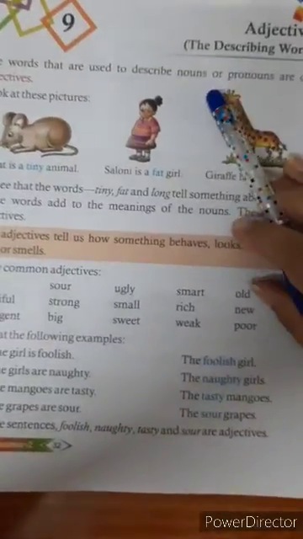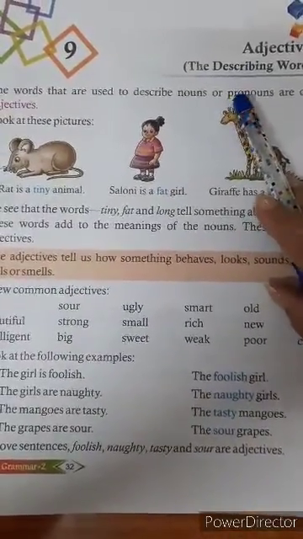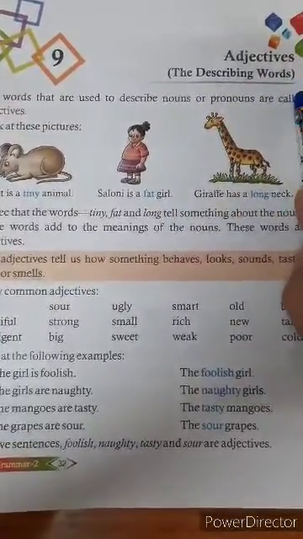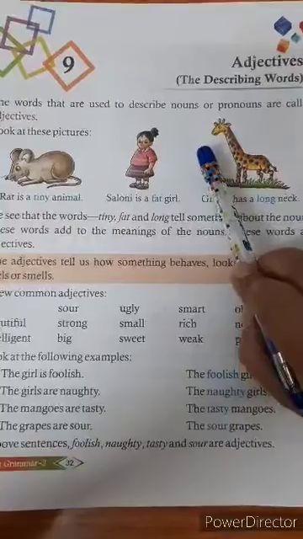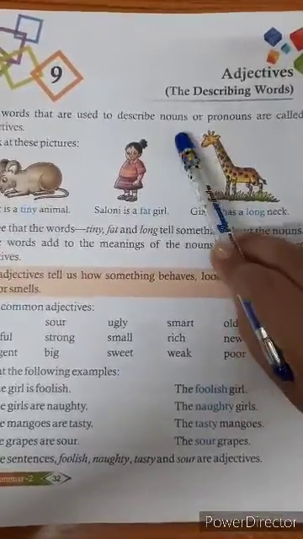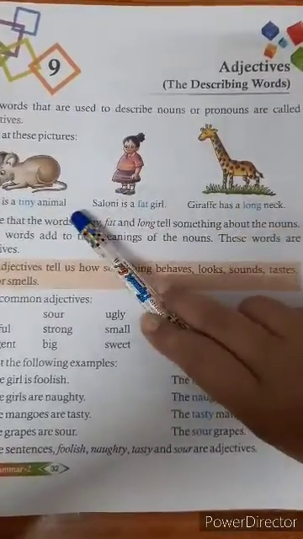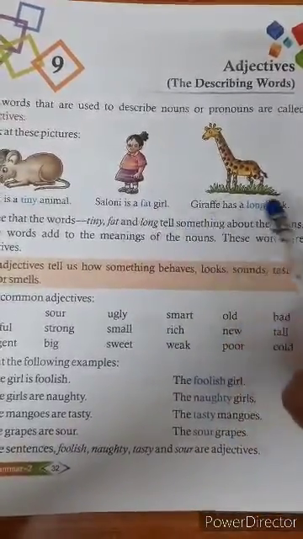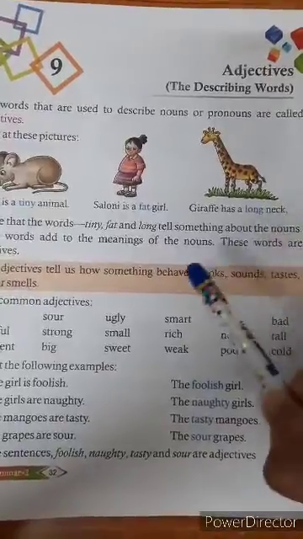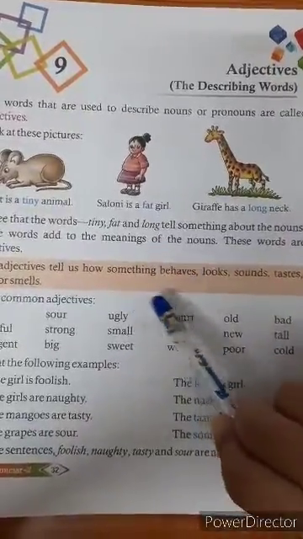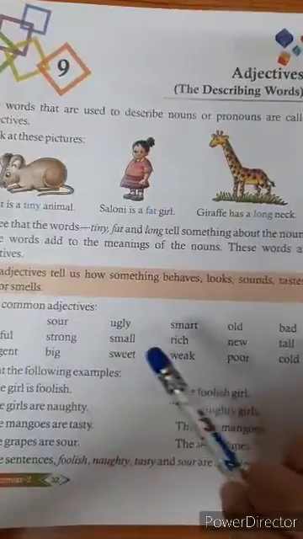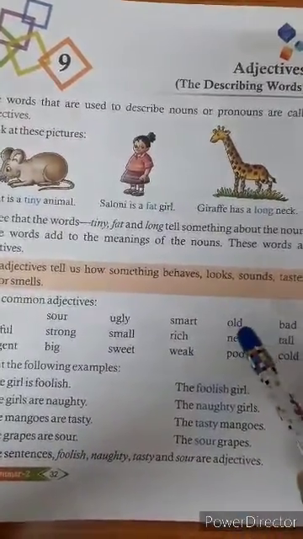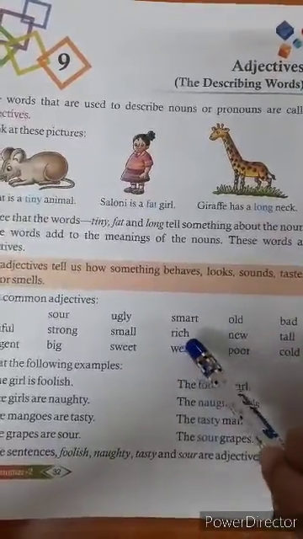So, students, this is how we have completed our lesson number 9, adjective, the describing words. What are adjectives? They are used to describe nouns or pronouns, and they tell us something more about them. They give meaning to the nouns. Some of the commonly used adjectives are hot, cold, sour, tall, short, rich, poor, etc.